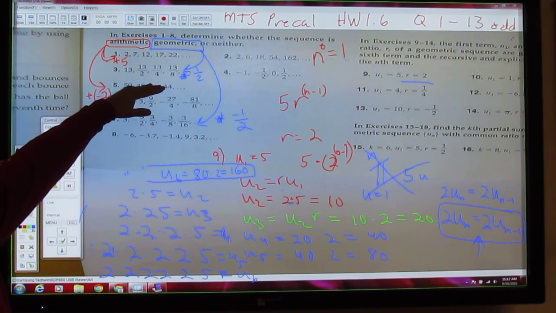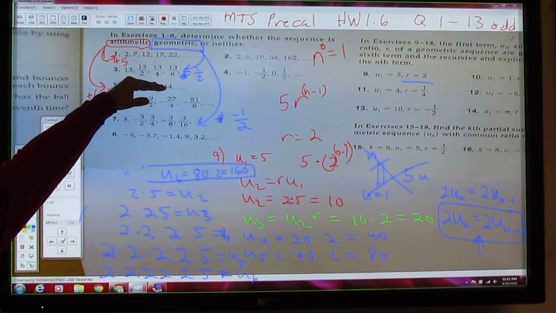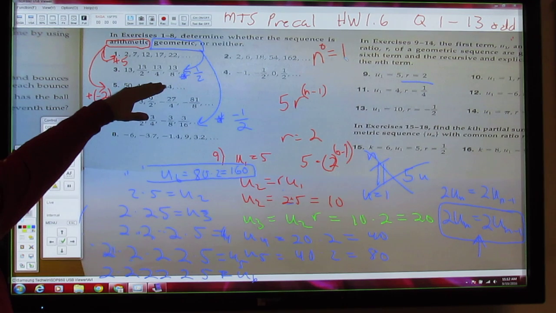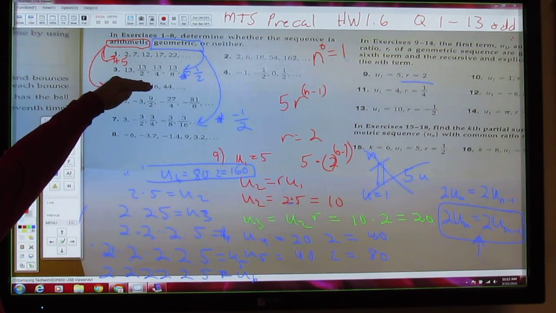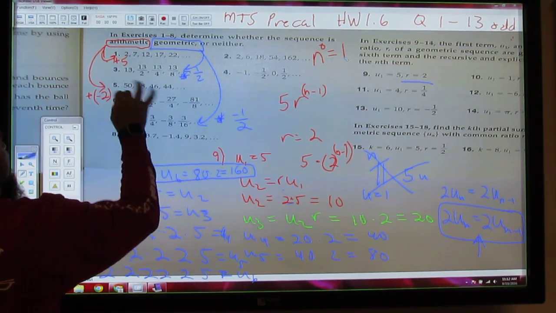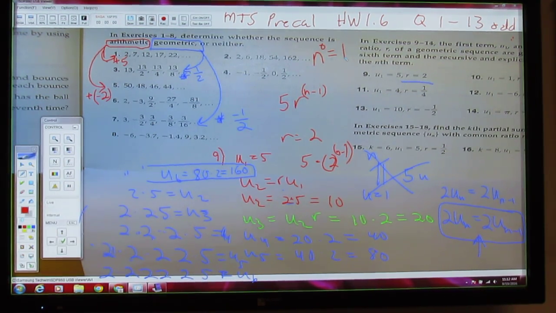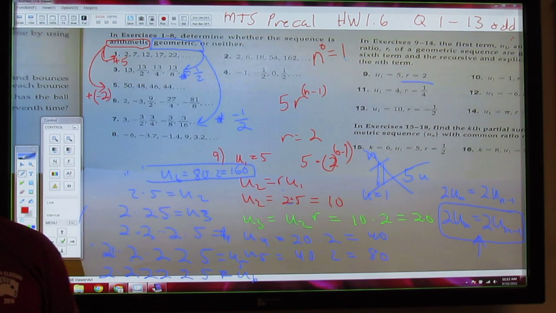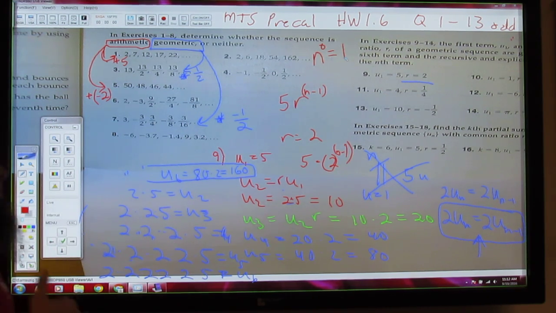Number 3, we are multiplying by 1/2, and so that's what we came up with geometric. Number 5, we found to be arithmetic because we are adding -2. And number 7, we found to be geometric because we're multiplying by a -1/2.